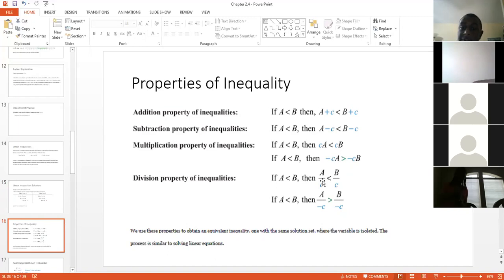Same thing for division. Whatever you divide on the left, you also divide on the right, for a positive C. But if it's a negative C, you divide by negative C on the left and the right, but you have to flip the sign. Make sure to flip the sign. If it's a less than, turn it into a greater than. If it's a greater than, turn it into a less than.